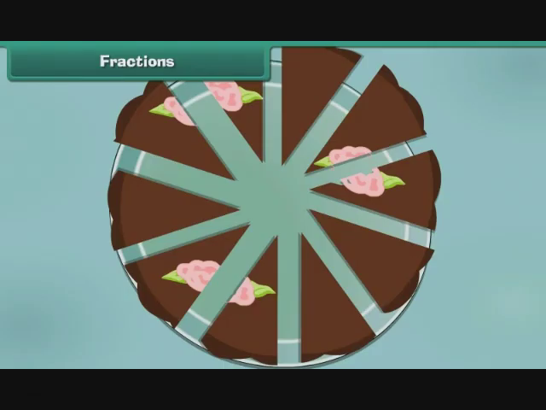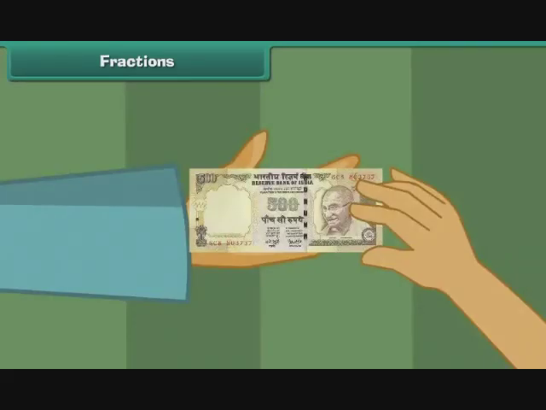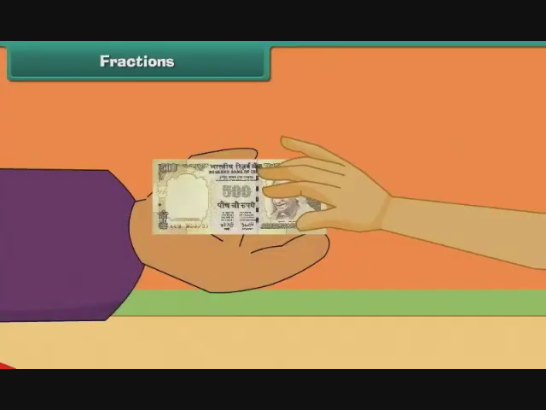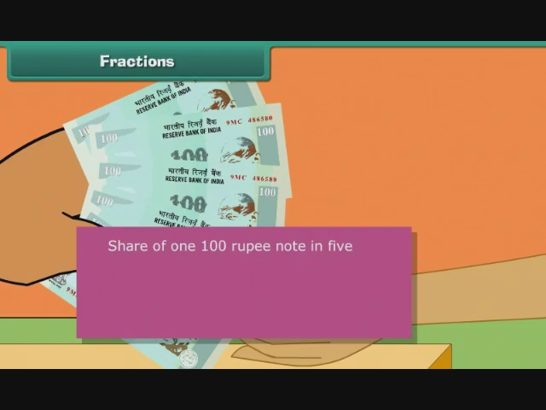Consider another example. Rishabh's father sends him to a nearby shop to get a 500 rupee note exchanged for 100 rupee notes. The shopkeeper accepts the 500 rupee note and gives five 100 rupee notes in return. Each 100 rupee note is 1 out of the 5 notes. Therefore, 100 rupees constitutes 1/5th of 500 rupees.